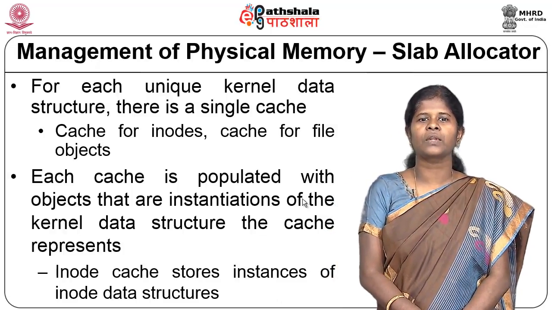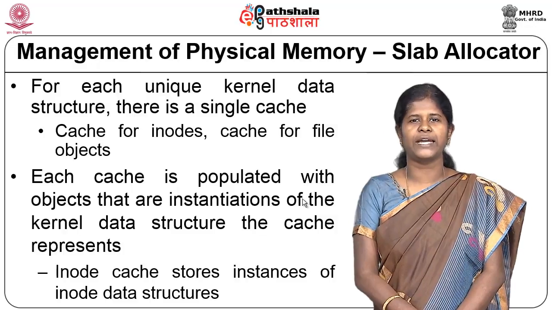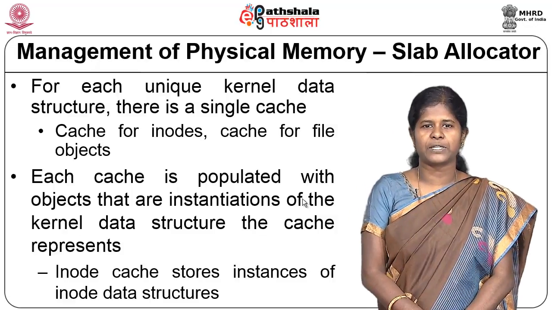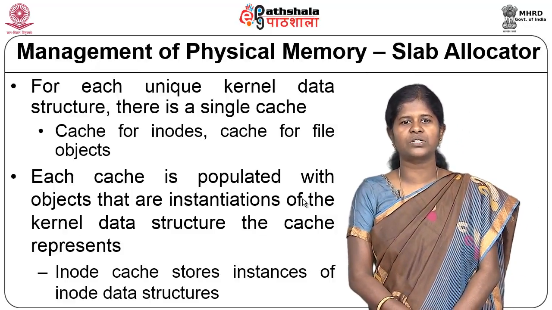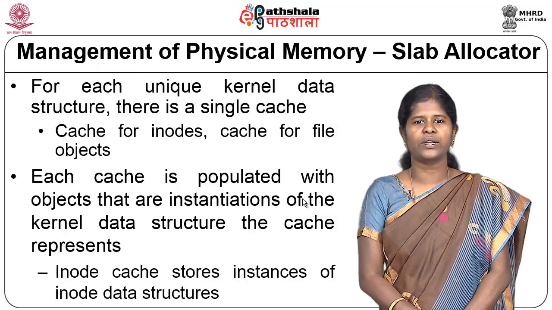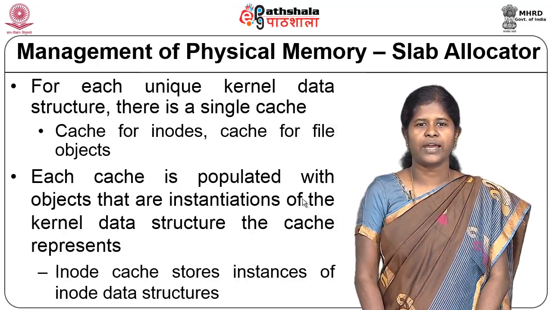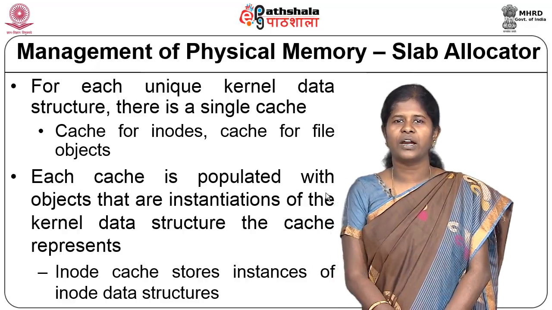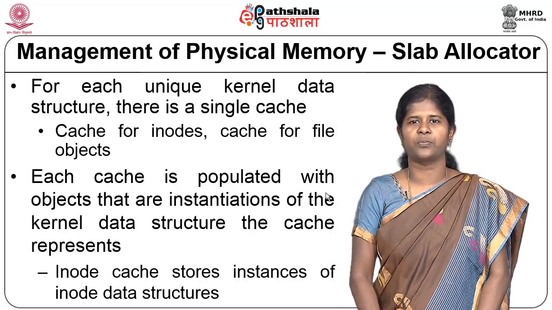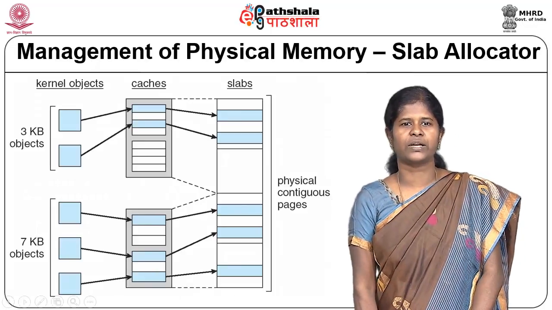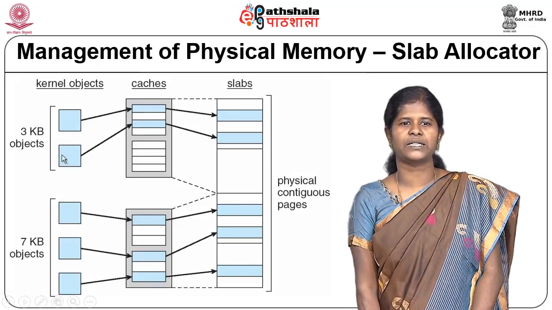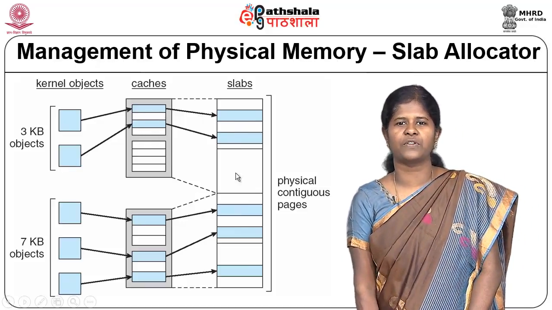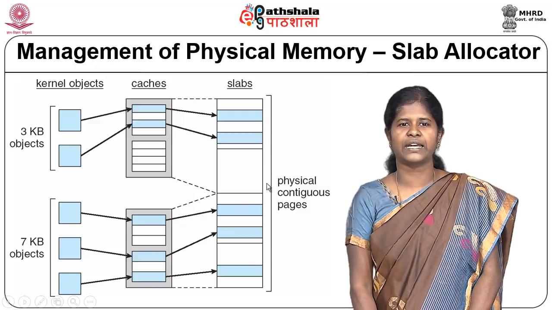And each cache is populated with objects that are instantiations of the kernel data structure that particular cache is representing. So, if it is an inode cache, it will store instances of inode data structures and so on. So, you have multiple data structures, and corresponding to each data structure you have a different cache, and a cache is made up of slabs. Just look at this. There are two 3 KB objects that are mapped onto two caches, and the cache contains a number of slabs. Slabs are made up of physically contiguous pages.